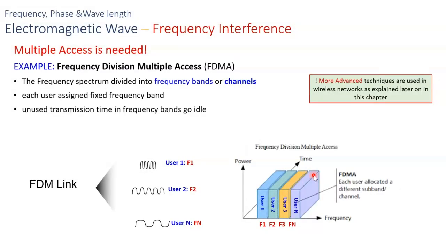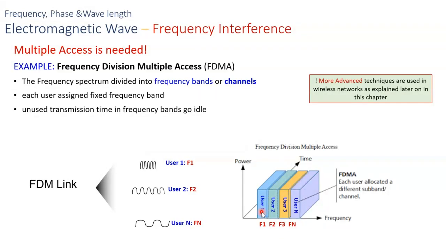The frequency spectrum is divided into frequency bands or channels. So each user can send on a frequency at the same time. In TDMA, each user used to send at a different time to avoid interference between signals. But in FDMA, they can send at the same time, no problem. These N users can send at the same time, but every user is sending at a different frequency.